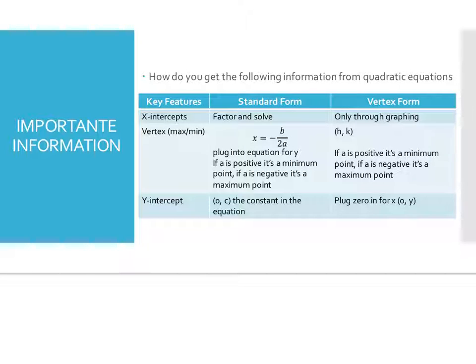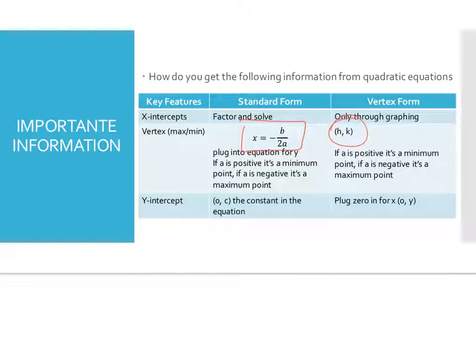This just kind of breaks down what we've been talking about this whole time, the different forms of equation you can get and then how you pull the information through that. So if I ask you for the x-intercepts, if it's in standard form, you have to factor and solve. If it's in vertex form, you can only find it through graphing. If I'm asking for the vertex or the maximum or minimum point, in standard form, you have to use this equation, opposite of b over 2a. If it's in vertex form, you just figure out what h and k are.